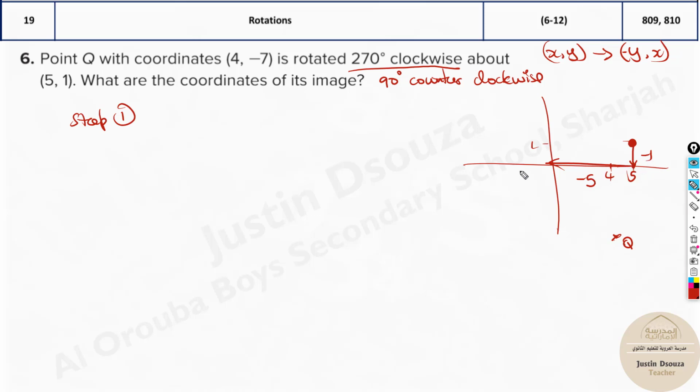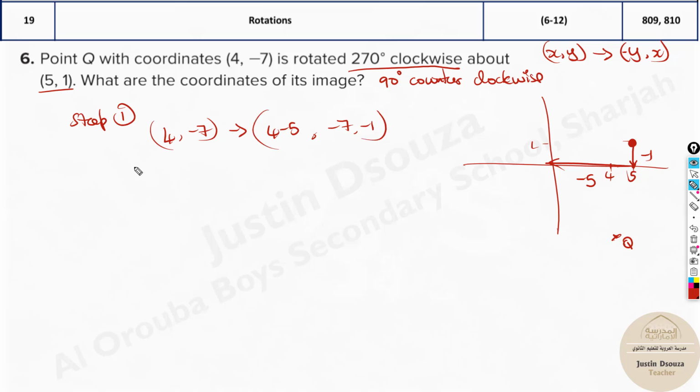But a simple way to remember: look at the given point about which it's rotated, and just change the signs of this point. If it was, say, phi and minus 1, it would be minus phi plus 1. But now both are positive, so both will be negative. And add it to this point. From 4 and minus 7, it becomes 4 minus phi and minus 7 minus 1.